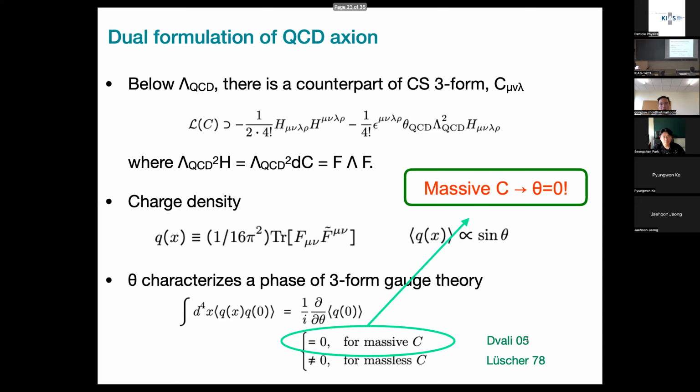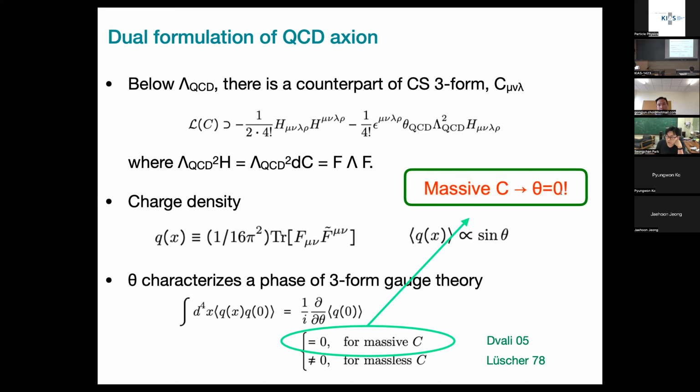What does it mean? It means if you can justify that your theory can have a gauge invariant mass term for this Chern-Simons three-form, meaning a massive Chern-Simons three-form, then you can show that the expectation value of F-tilde is zero. And what it means is, alternatively, theta is zero. Therefore, a massive Chern-Simons three-form guarantees vanishing theta.